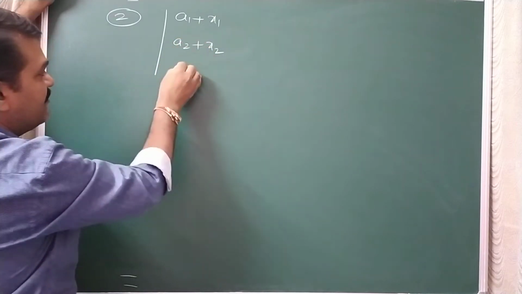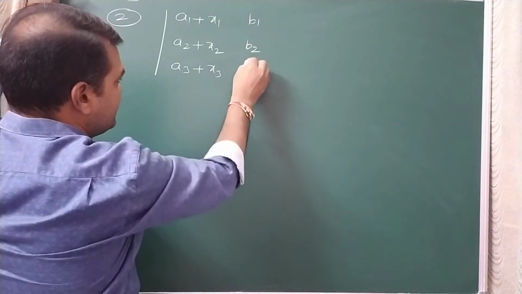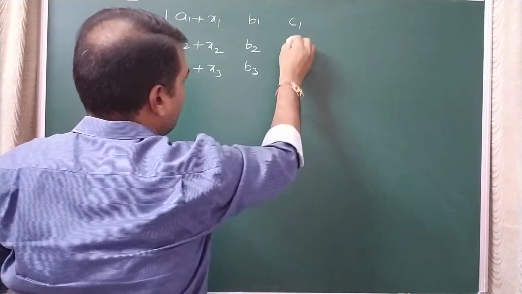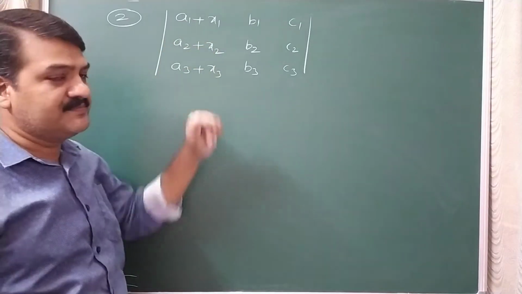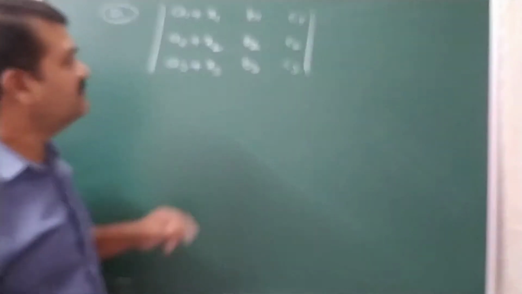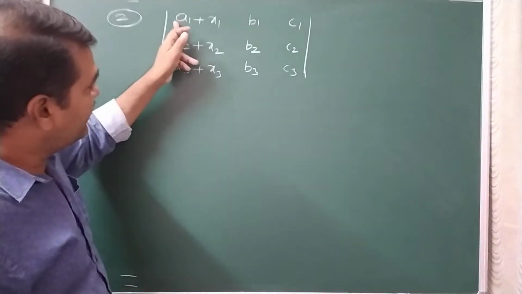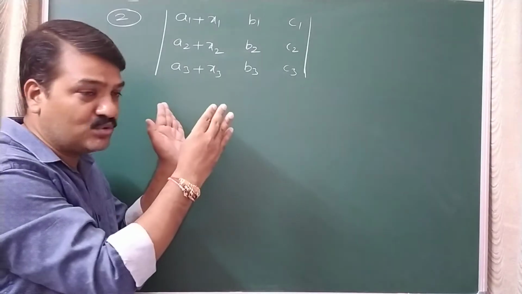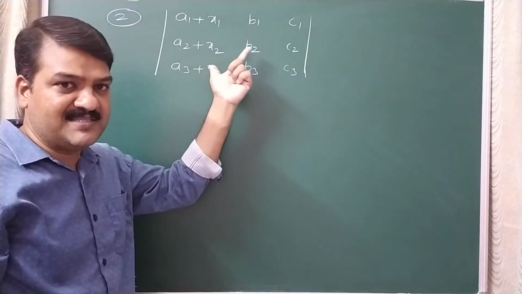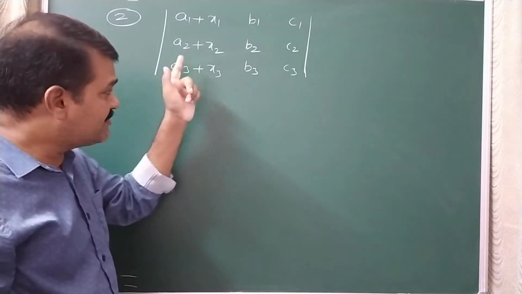The next property is, for example, if a determinant has any row or column with a sum of two numbers like this. Here I took the first column with a sum of two numbers. Any row or any column you can take. Then you can split the determinant into a sum of two determinants, in which we split this column only, keeping the other two columns the same.